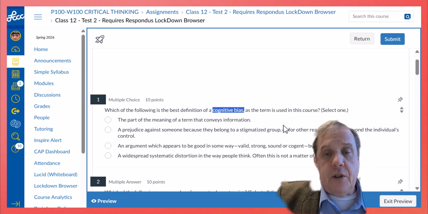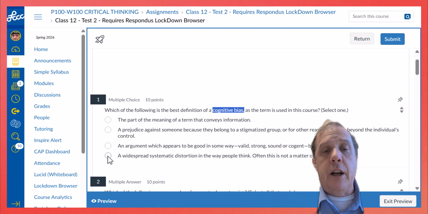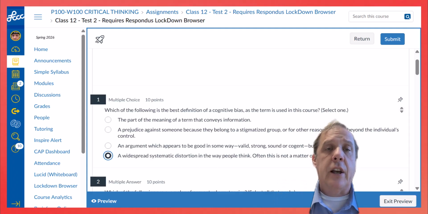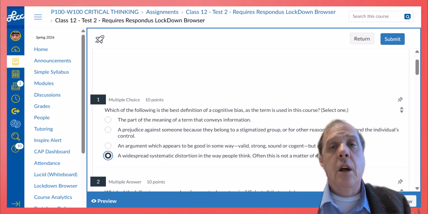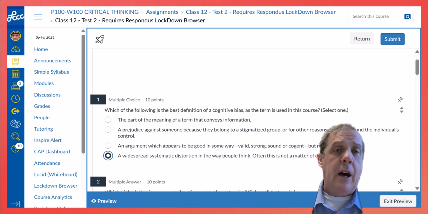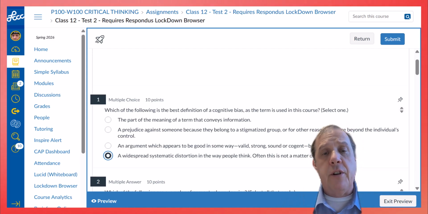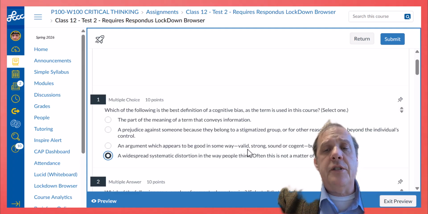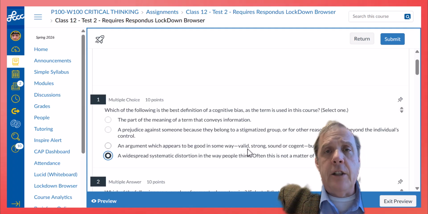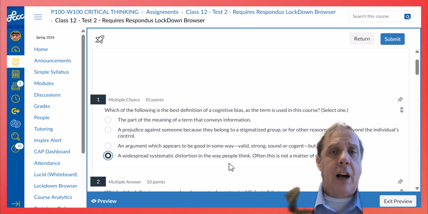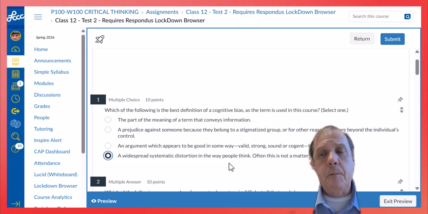The correct answer is the last one, a widespread distortion in the way people think. That's because a cognitive bias is a part of the psychological approach to critical thinking. And so we're dealing here with things that aren't always a matter of explicit belief, but distort your thinking. The answer directly above it is the definition of a fallacy. Fallacy is a parallel term used in the philosophical discussion of critical thinking.